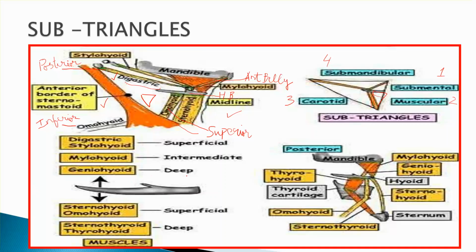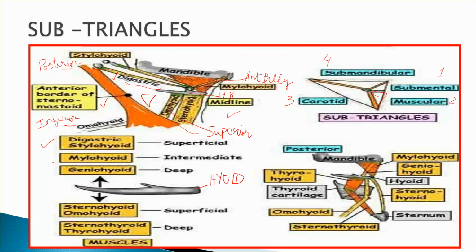As you see, this bone is called the hyoid bone. It's a U-shaped bone. Now we have suprahyoid muscles and infrahyoid muscles. The suprahyoid muscles are digastric and stylohyoid. Digastric is the one which has two bellies, so we said anterior belly and posterior belly. Then you have stylohyoid.